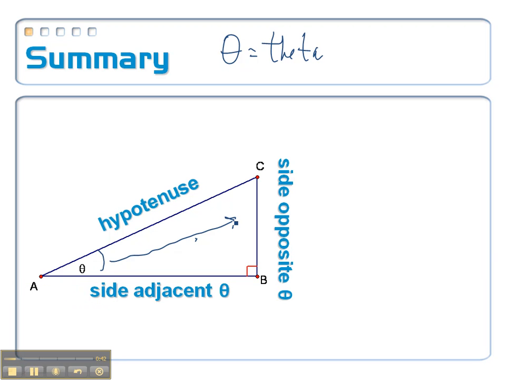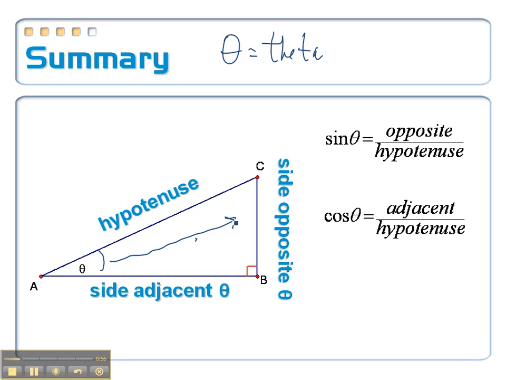Now we have three trig ratios. The first one is sine. And the sine of theta is going to be the opposite over the hypotenuse. The cosine of that angle measurement is adjacent over hypotenuse. And the tangent finally is opposite over adjacent.